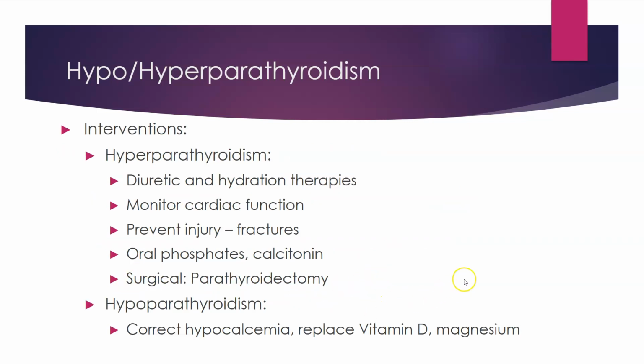Interventions for this. So if they are high, we can give diuretics and hydration therapies related to this, monitor cardiac function, prevent any injuries with fractures related to the vitamin D and calcium shifts. Might give oral phosphates and calcitonin, trying to supplement these. And then what we could do too is do surgery on this and remove it if it's causing complications.